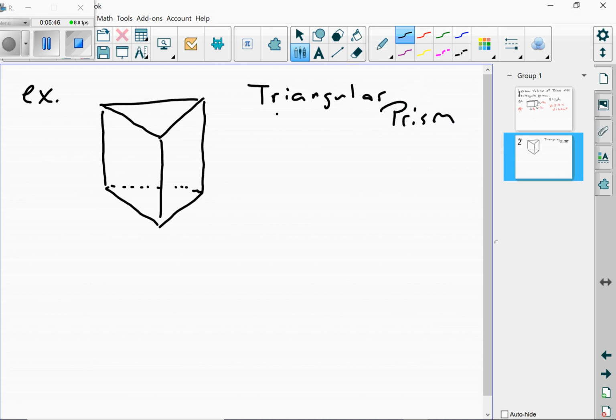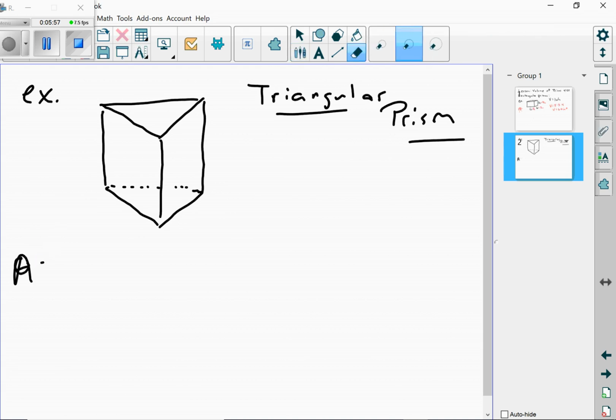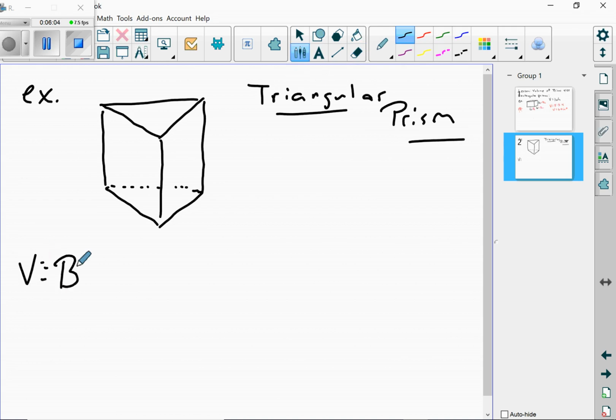All right, so let me kind of back up. There's one big general formula for all prisms, and this is what it is. Volume equals capital B little h, right? Capital B stands for the area of the base. Of course, the height, h, stands for the height of the shape.